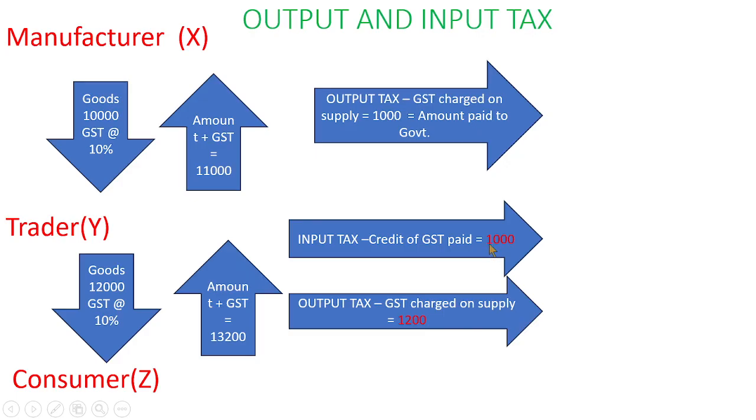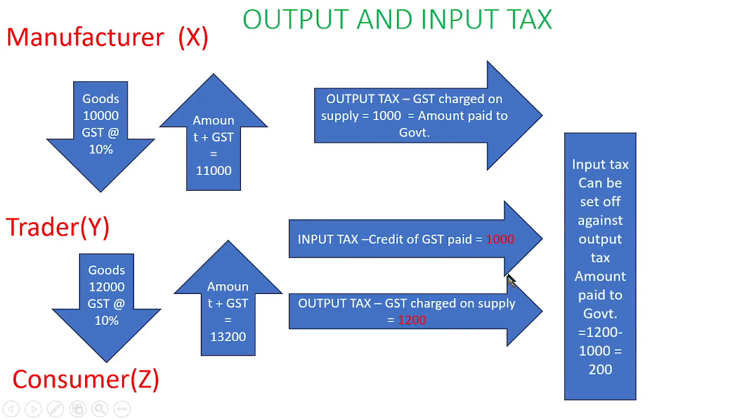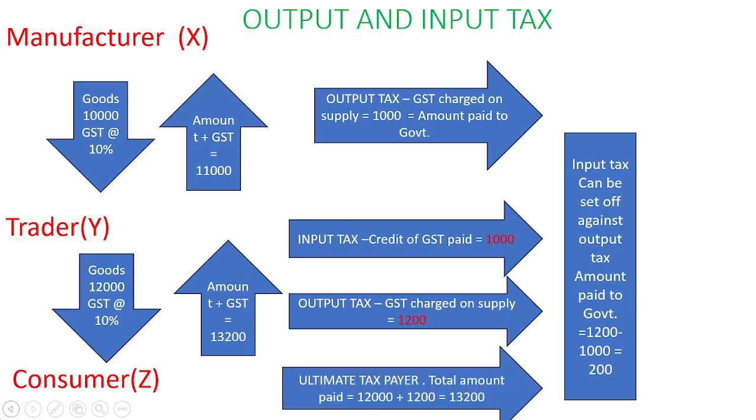So input tax credit means the amount paid he can set off against the liability towards the government. So input tax can be set off against output tax. So in this case, amount paid to government is 1200 minus 1000, that is 200. And the consumer Z, he doesn't have any input tax or output tax because he is using the goods. So he is the ultimate taxpayer. He paid 13,200 and 1200 as GST amount. In that, 1000 is paid by X to government, 200 is paid by Y to government.